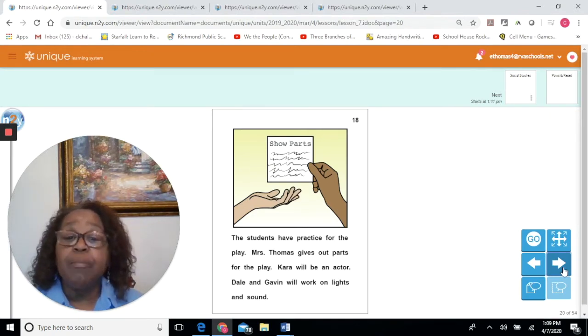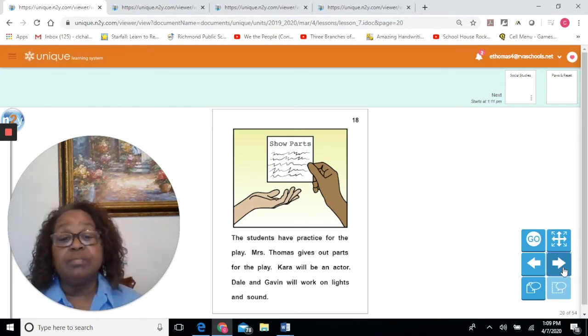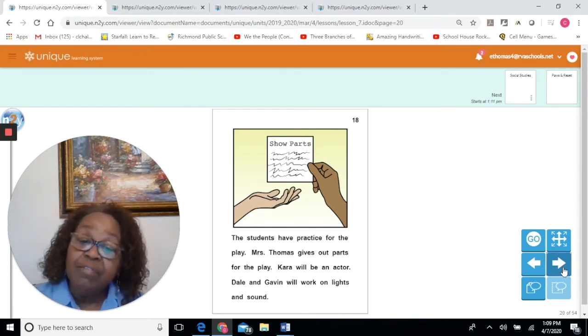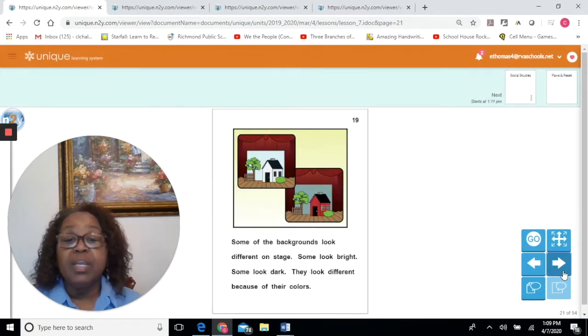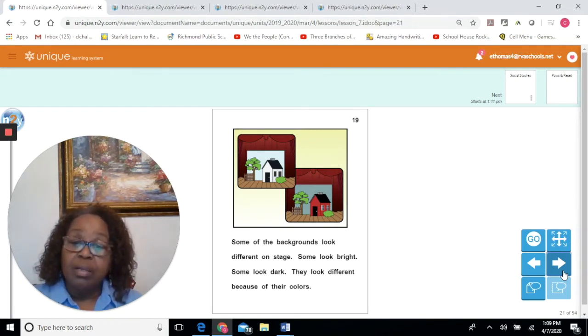The students have practice for the play. Mrs. Thomas gives out parts for the play. Kara will be an actor. Dale and Gavin will work on lights and sound. Some of the backgrounds look different on stage. Some look bright, some look dark. They look different because of their colors.